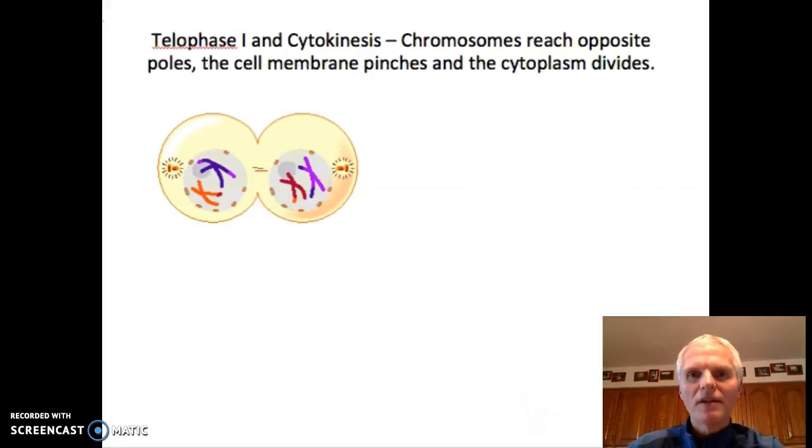In telophase 1 and cytokinesis, the chromosomes now have reached opposite poles. The nuclear membrane reforms, and so we have 2 cells that are different genetically, but notice they have 2 chromosomes that are both double-stranded. And again, notice the colors in each because of crossing over that occurred during prophase 1. The cell membrane pinches, the cytoplasm splits, and as a result of telophase 1 and cytokinesis, we have 2 cells.